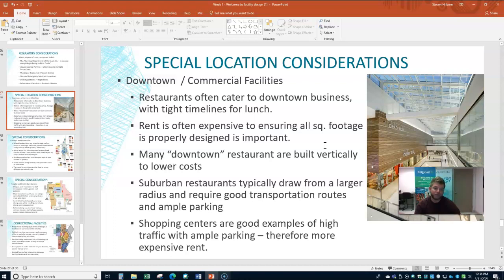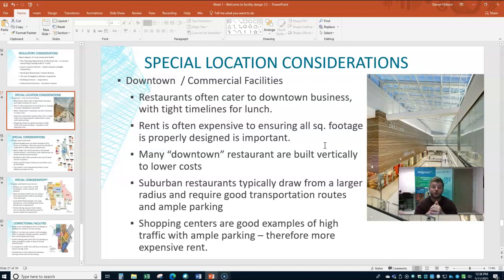When you have more rural restaurants, people might live in apartments above that restaurant. Instead, they might have their kitchen on the second floor and their main eating area on the first and storage in the basement. So they're building vertically, not out. Suburban restaurants typically draw from a larger radius and require good transportation routes and ample parking, versus downtown commercial places, which don't need that parking requirement because there's a lot more foot traffic, and they draw from a smaller radius around their restaurant because it's more densely populated.